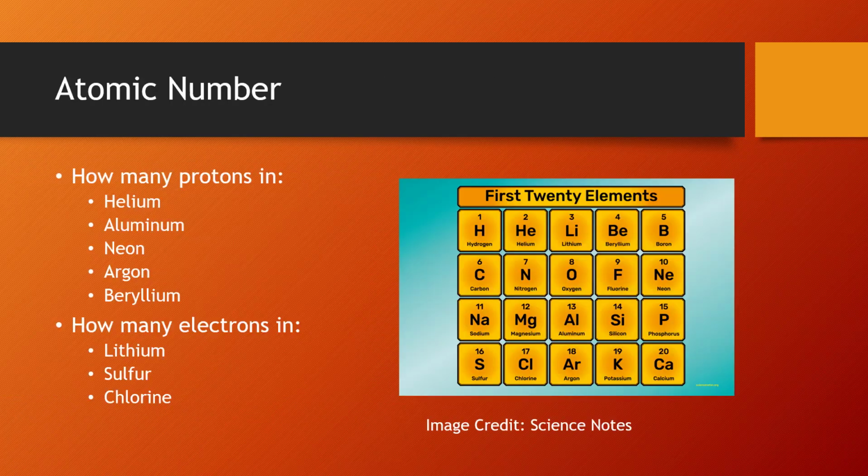Atomic number is simply how many protons an element has. Hydrogen has 1. How many does helium have? That's right, 2. Look at this, and how many does aluminum have? That's right, 13. Pretty straightforward. Now think about how many electrons they should have. That's right, those should equal the number of protons. So lithium should have 3, sulfur should have 16, and chlorine should have 17.